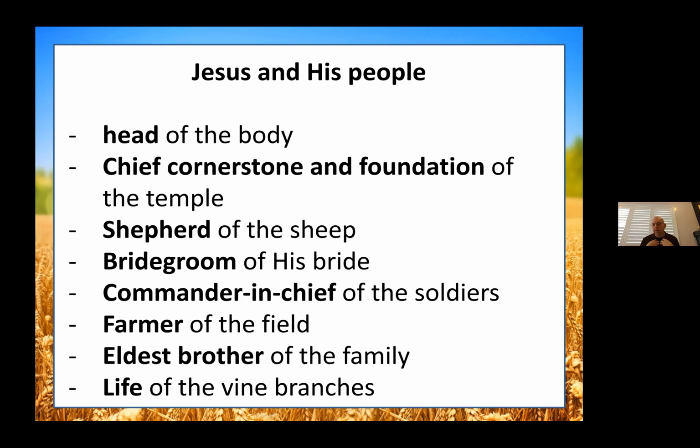And even our bodies, the Bible says, are temples of God. So wherever I go as a Christian, God is to be worshiped and can be worshiped. He's the shepherd of the sheep.